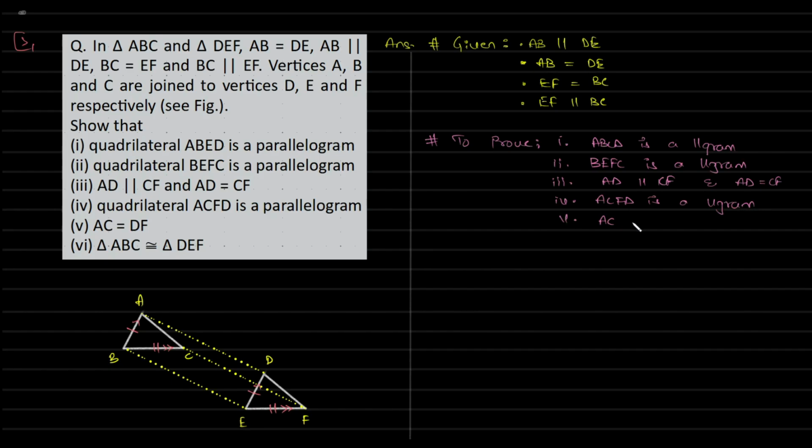We'll be doing over there. CF is equal to DF, a small conclusion, and triangle ABC is congruent to triangle DEF. It's the consequence of all the things that are given. Okay, so you can clearly see there is a clear path to prove from first to the last.